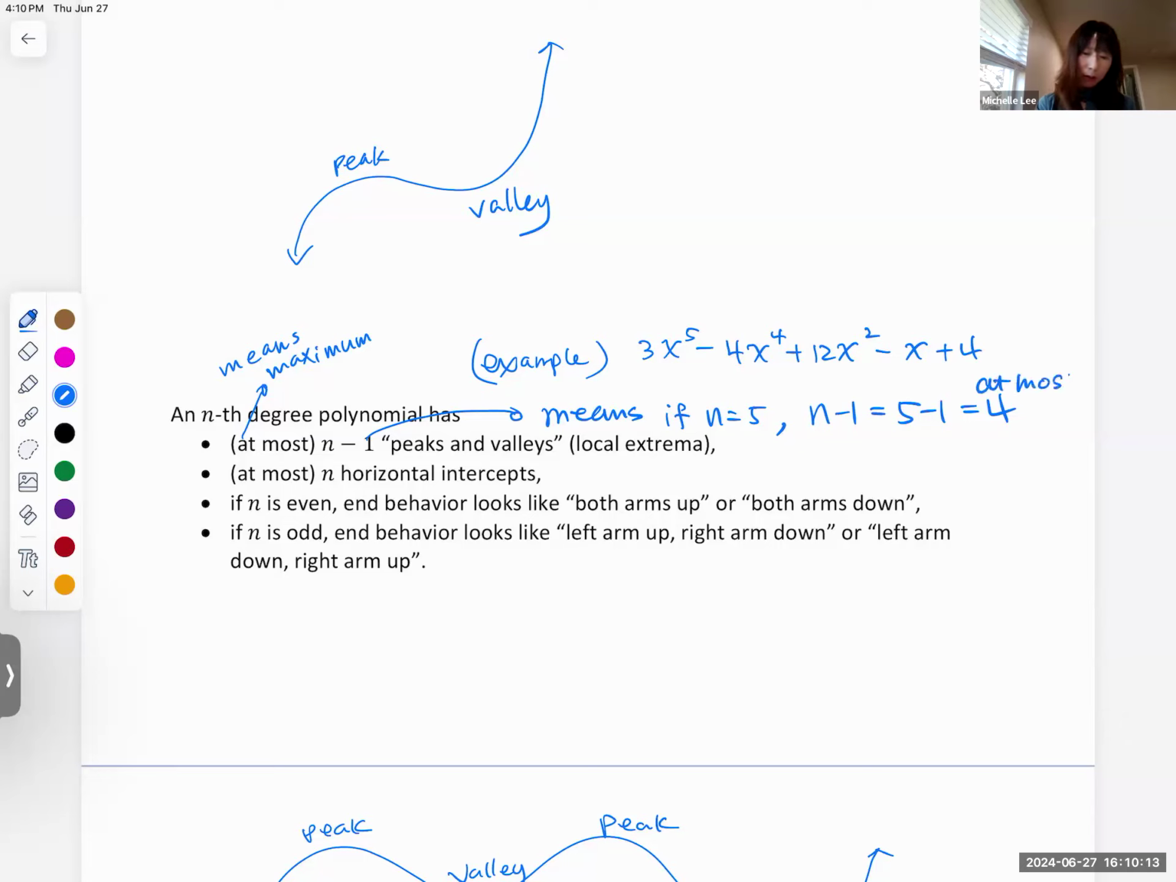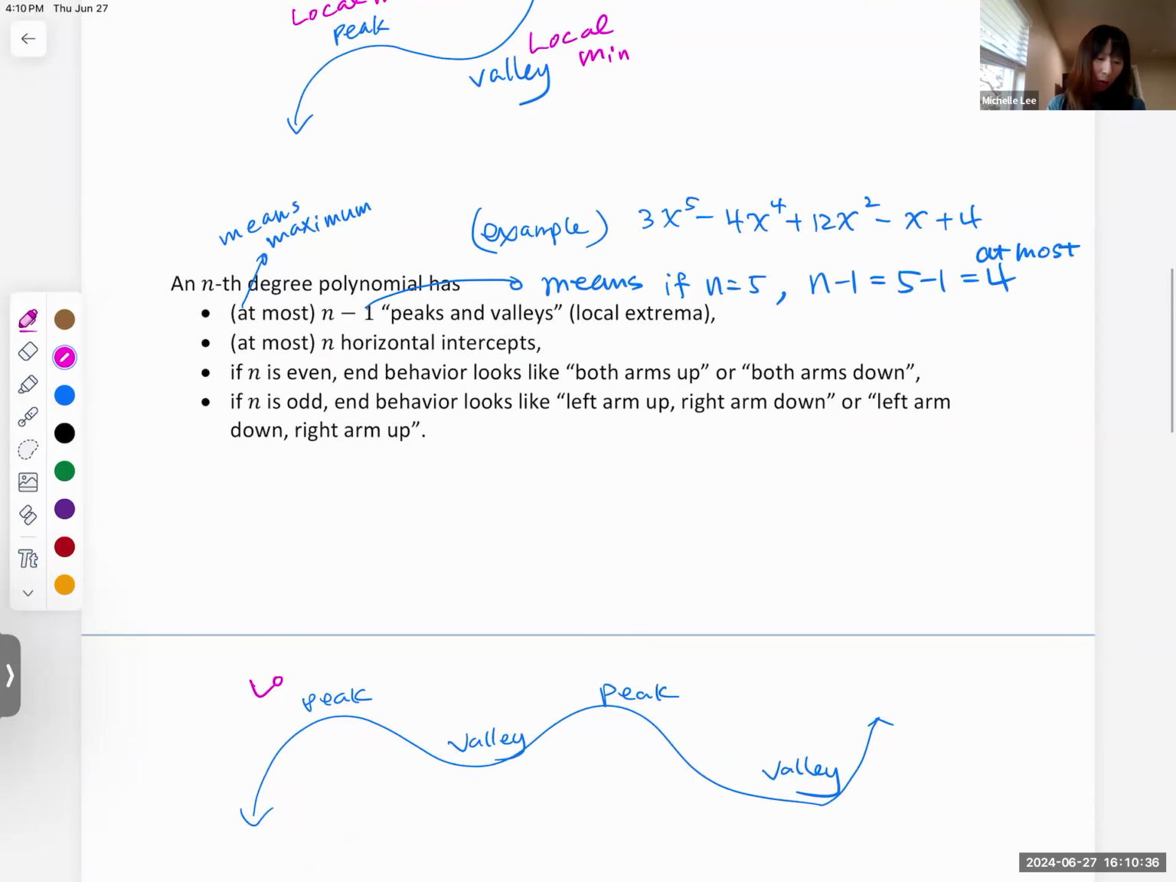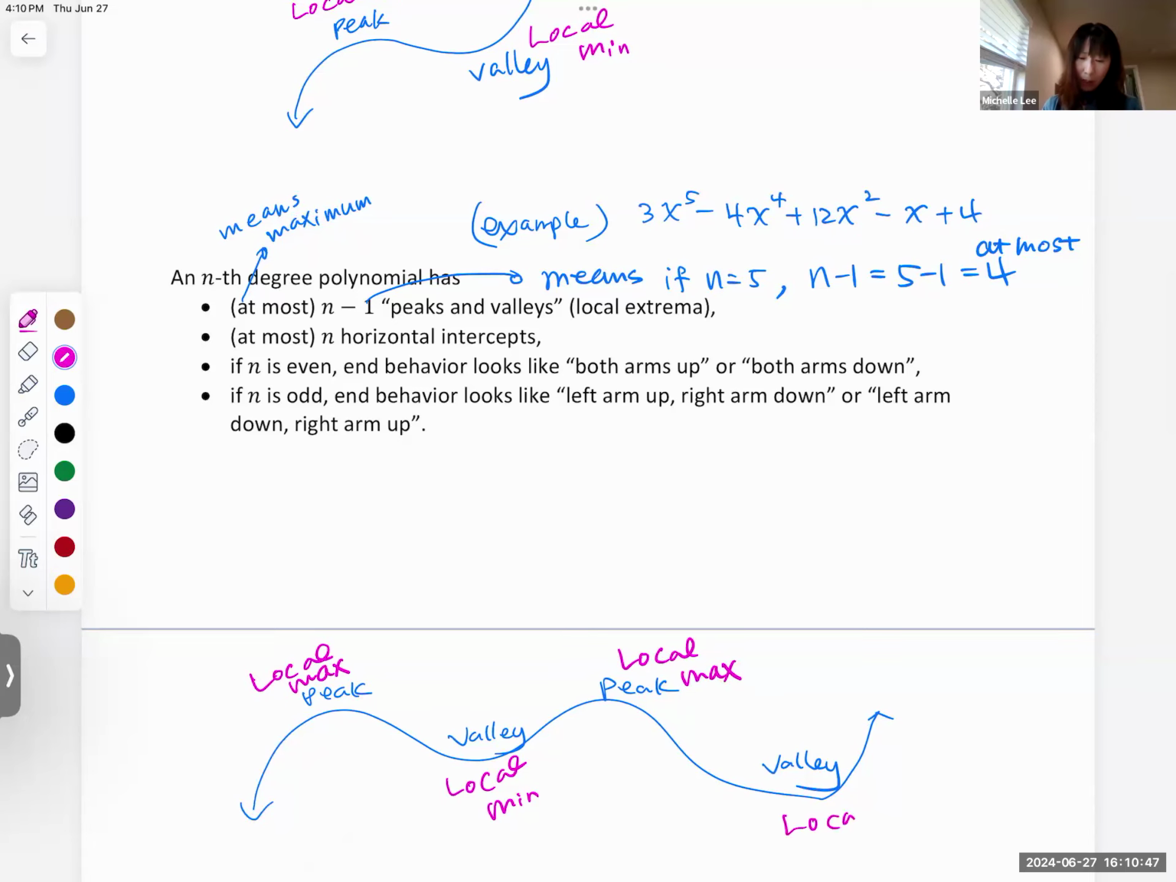At most 4 peaks and valleys. So basically they said the local extrema, right? In that case, we say the local maximum. In that case, the local minimum. In that case, the local maximum, local minimum, local maximum, local minimum, right? So everything we call local extrema, all right?